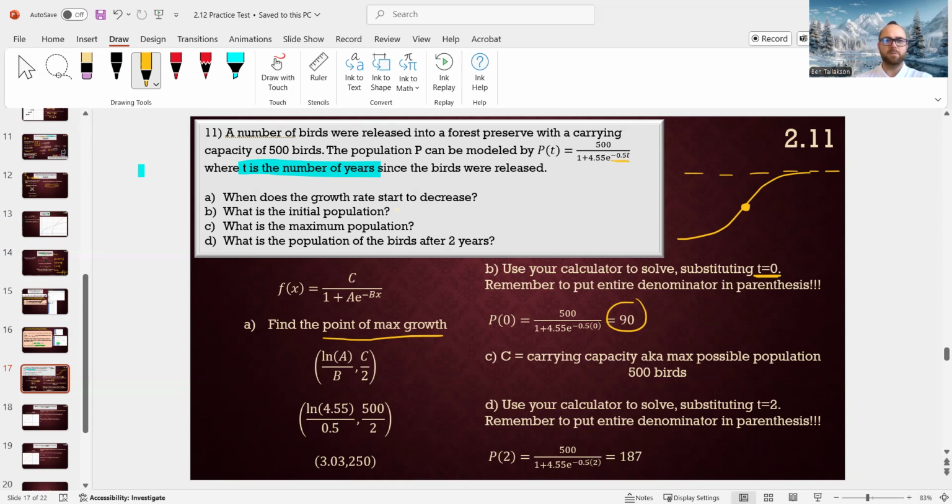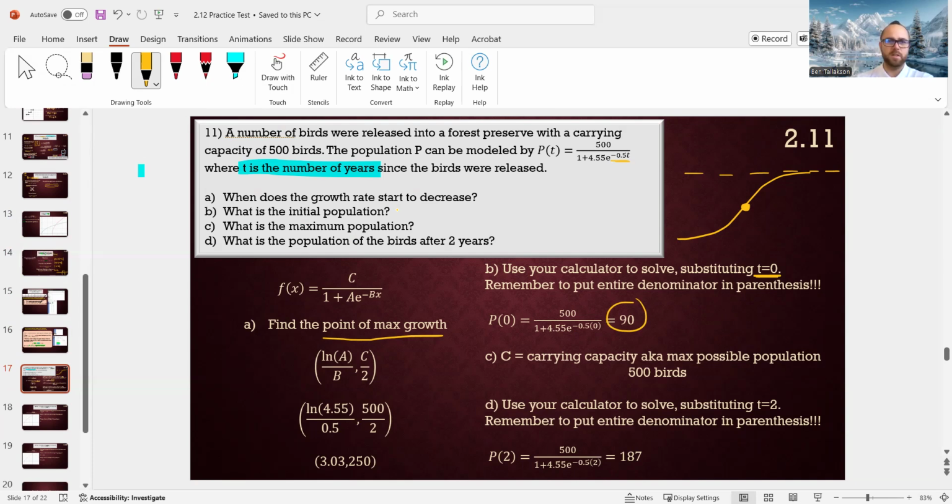C, what's the max population? Well, that's the same as the carrying capacity, which is always equal to C, which is always our numerator. So what value is up there? 500. Done.